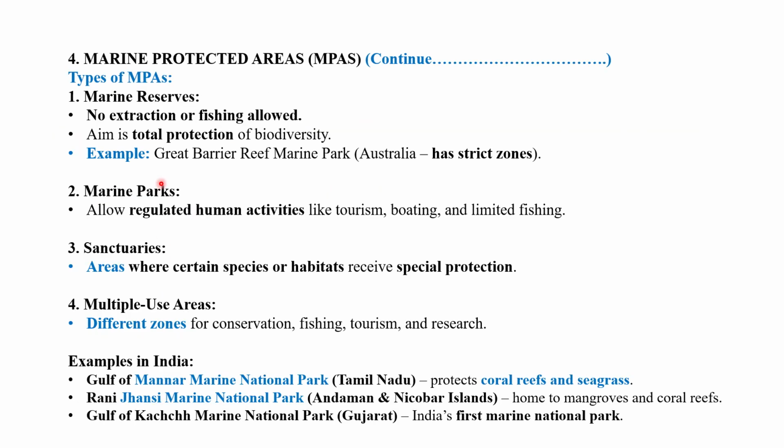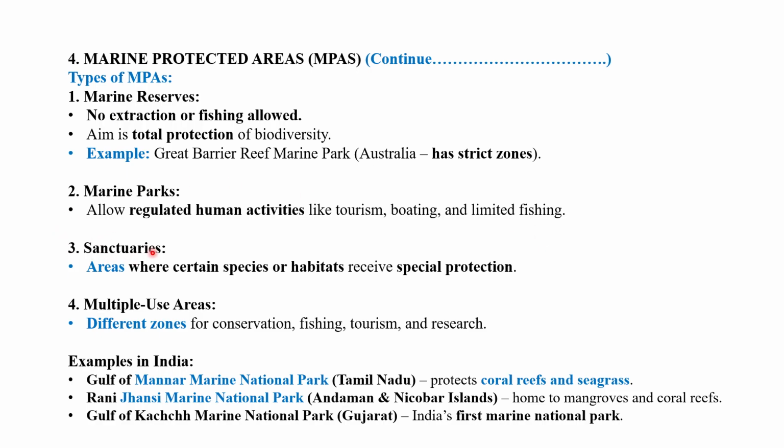So what are the various types of marine protected areas? The first type is the marine reserves. In these reserves, no extraction or fishing is permitted. It means total protection of biodiversity. An example we can say here, Great Barrier Reef Marine Park in Australia, has strict zones. The next type is the marine parks. These allow regulated human activity. As per regulation, human activities like tourism, boating, and limited fishing are allowed.